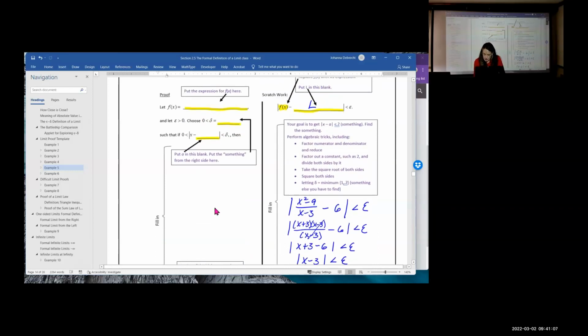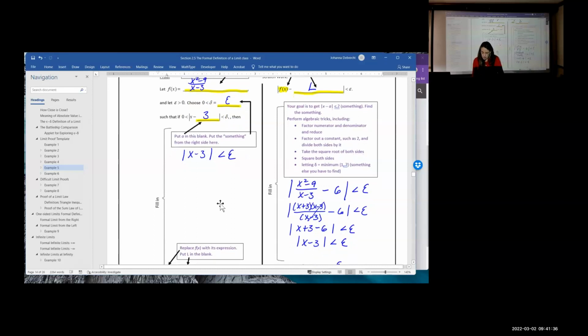All right, so now we start the formal side. Let f of x equal x squared minus 9 over x minus 3, and let epsilon be greater than 0. Choose 0 less than delta equal to epsilon, such that if 0 is less than |x minus a|, which is 3, less than delta, then |x minus 3| is also less than epsilon, since epsilon is delta. Now we work our way backwards.